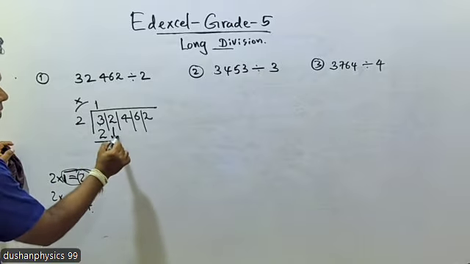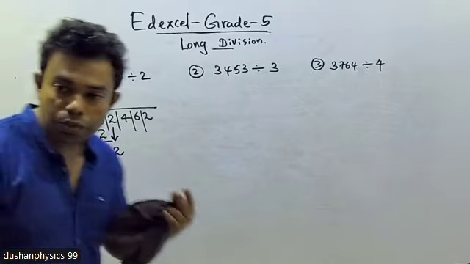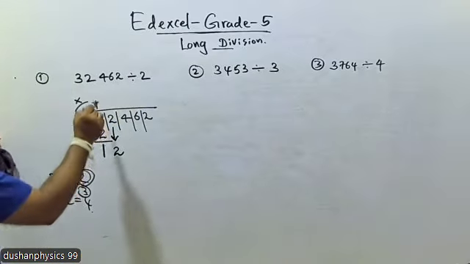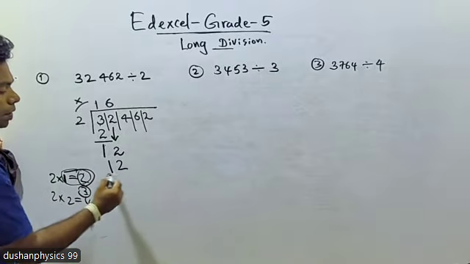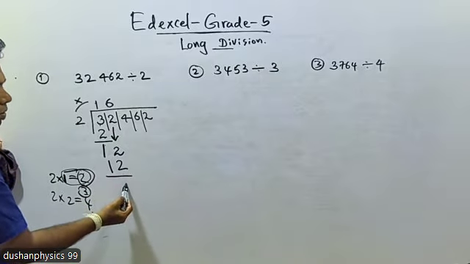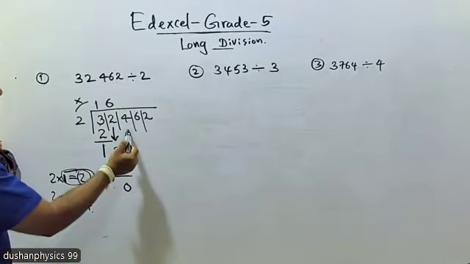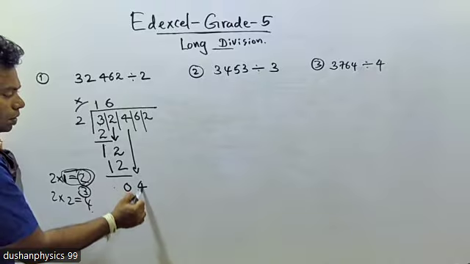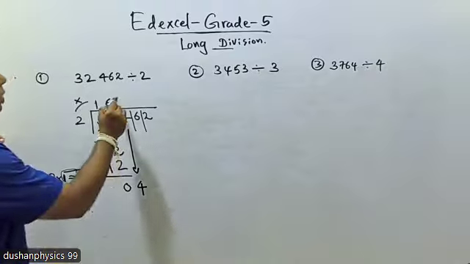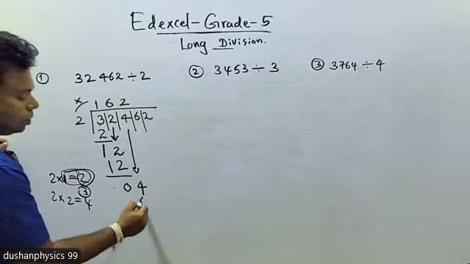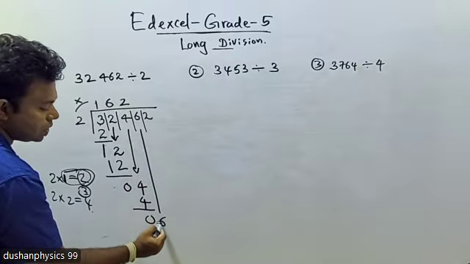Now take the next number over here. It becomes 12. For 12, how many 2's are there? There are 6. 2 times 6 is 12. Again, you have to subtract: 12 minus 12, 0. Then take the next number over here, the 4. How many 2's are there in 4? 2. 2 times 2, 4. Then subtract and take the next number over here, 6.